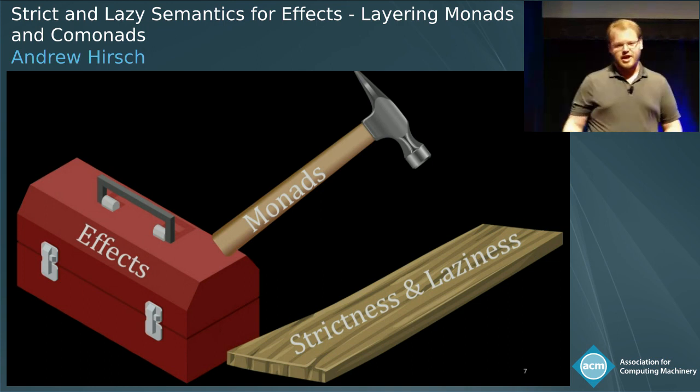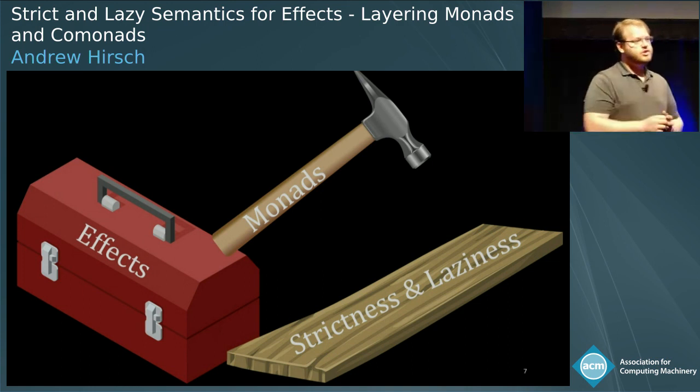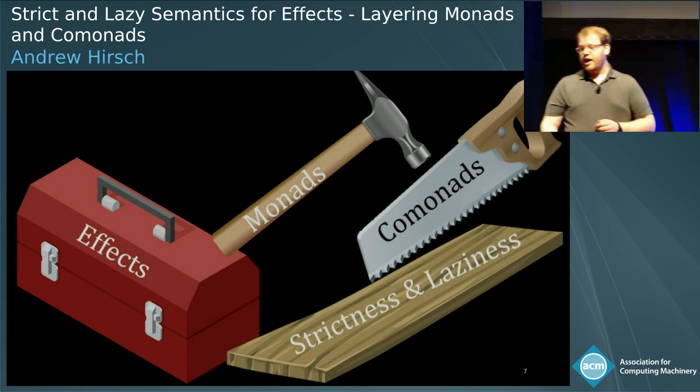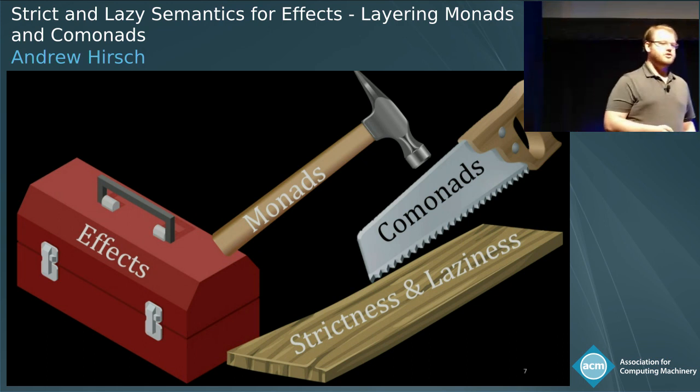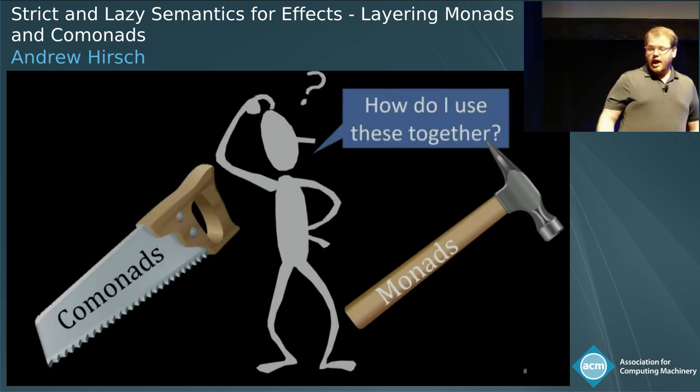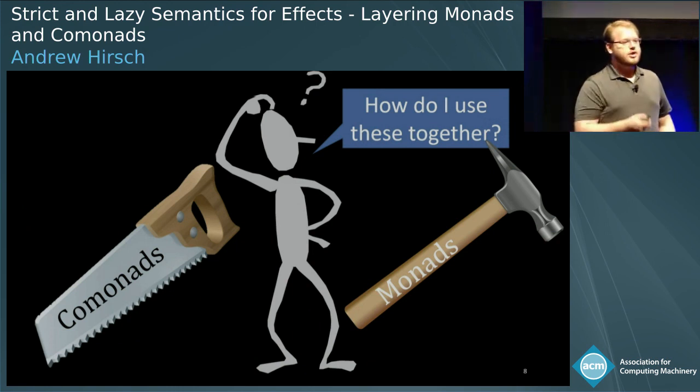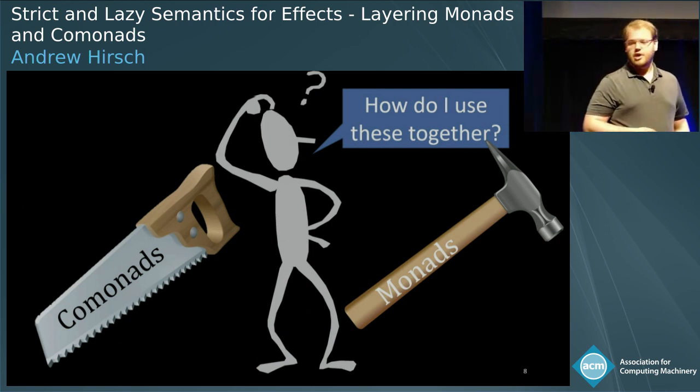Everybody knows that we love monads when thinking about effects, but it turns out there's another tool that's really useful as well, and that's the opposite, comonads. And we want to think about how we can use monads and comonads to explain strictness and laziness. And once we do that, we're actually helping to answer a question that shows up when thinking about the semantics of effectful programs, which is how do we use monads and comonads together to talk about effectful programs?